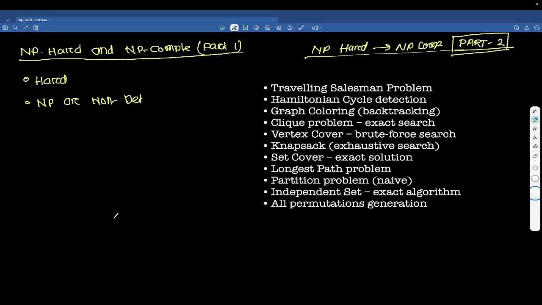This is part 2 of the NP hard and NP complete problem. In part 1, we have seen what is a hard problem, what is a non-deterministic polynomial problem, and also we have figured out how to write a non-deterministic polynomial algorithm for a given complex problem. And in this video, we will see how to convert an NP hard problem into an NP complete problem.